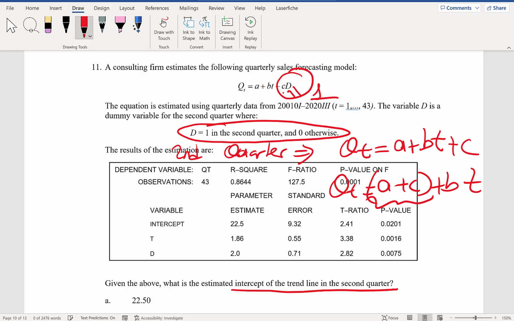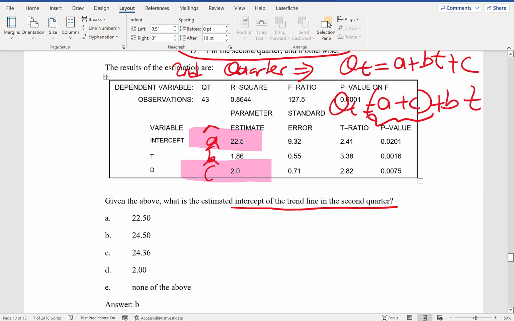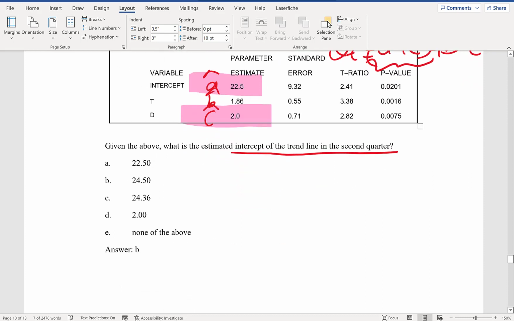So where is your A plus C? This is A hat, B hat, C hat. So I'm going to add A plus C. 24.5 is the intercept of the trend line. 24.5 right here.